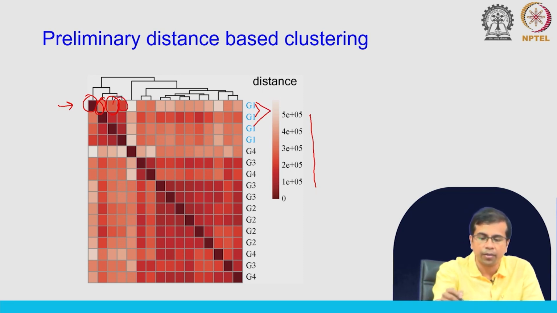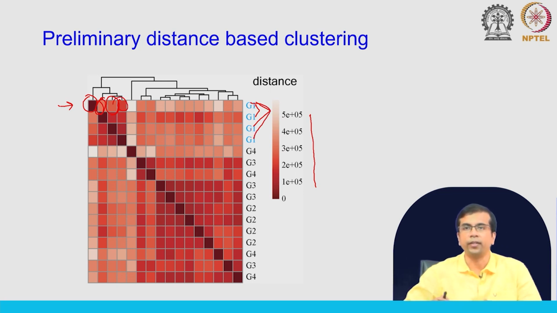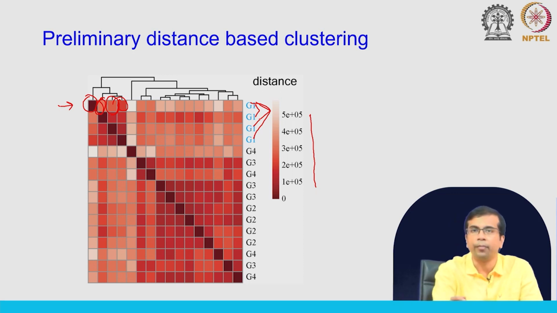For this one, this is the distance between these two. So you can now imagine you have this matrix form where you are comparing the distance between each pair. You have replicates for each group and then you are comparing the distance between each pair. Now, if you look at the overall matrix, what you will probably notice is that these G1 replicates are very close to each other.